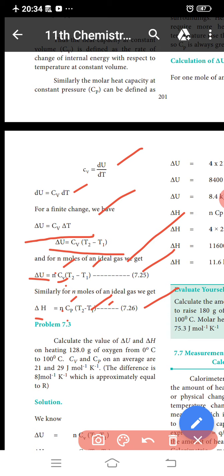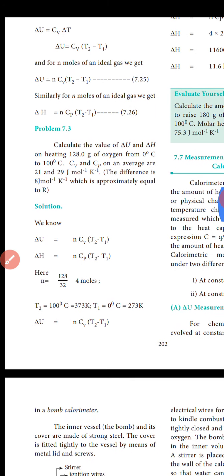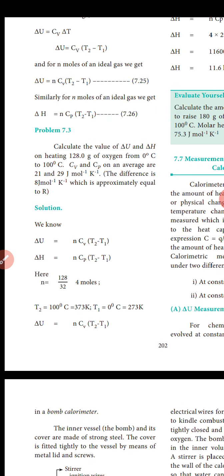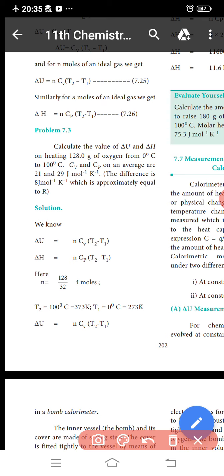Calculate the values of ΔU and ΔH on heating 128 grams of oxygen from 0 degrees Celsius to 100 degrees Celsius. Cv and Cp on average are 21 and 29 joules per mole per Kelvin. The difference is 8, which is approximately equal to R. We know ΔU is equal to nCv (T2 minus T1) and ΔH is equal to nCp (T2 minus T1).